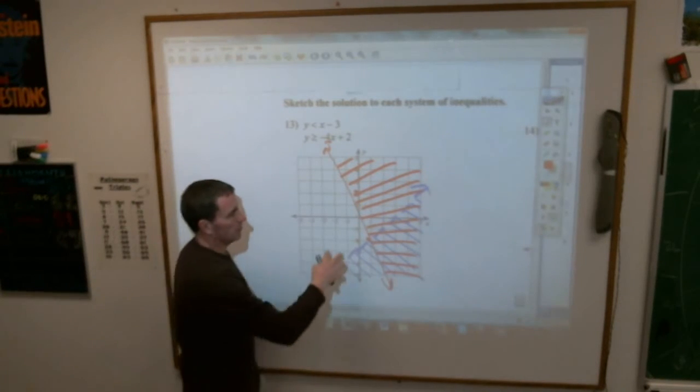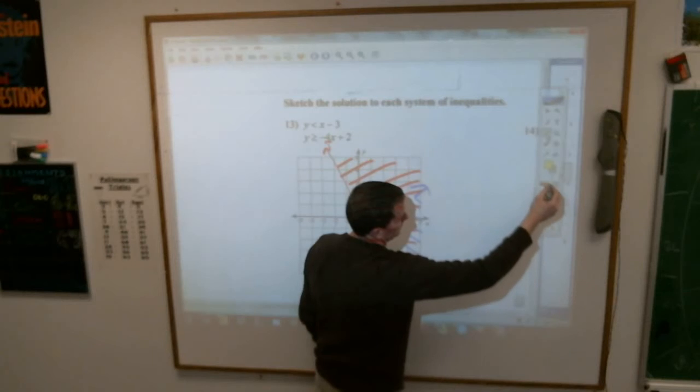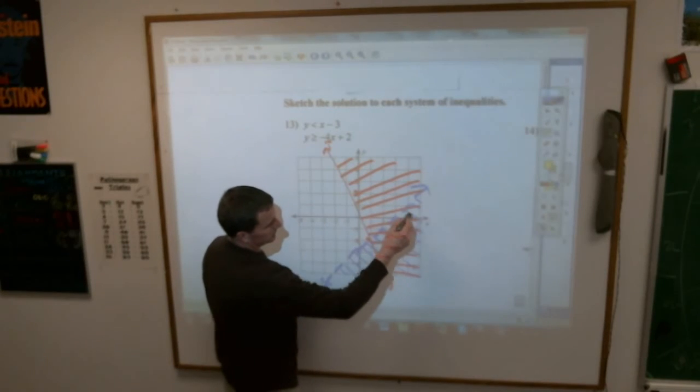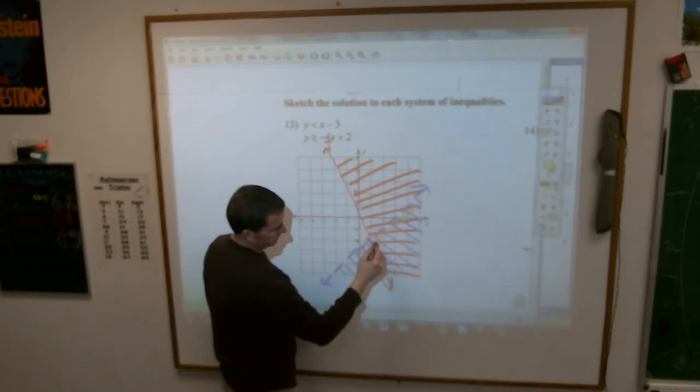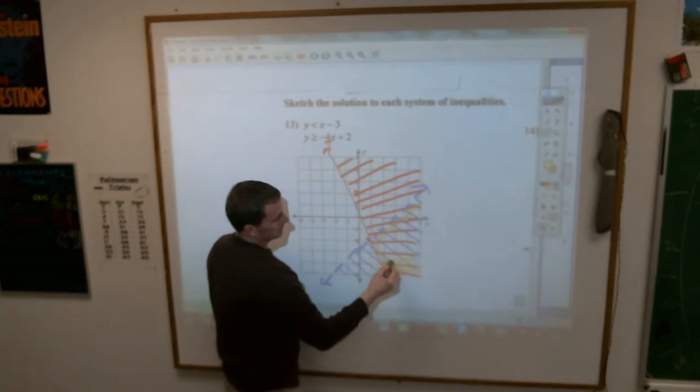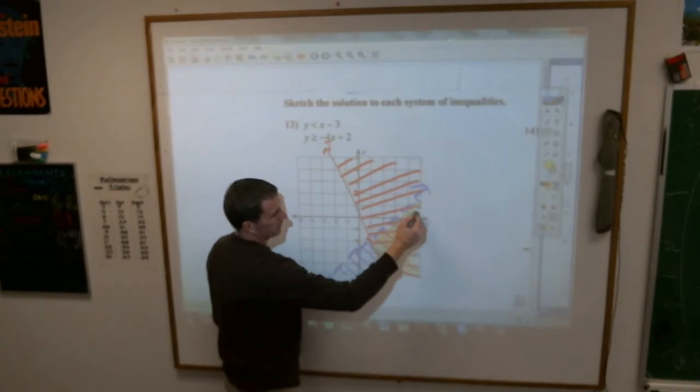And the part where they cross, the part where it is doubled up, which looks like right here, is hopefully your answer.